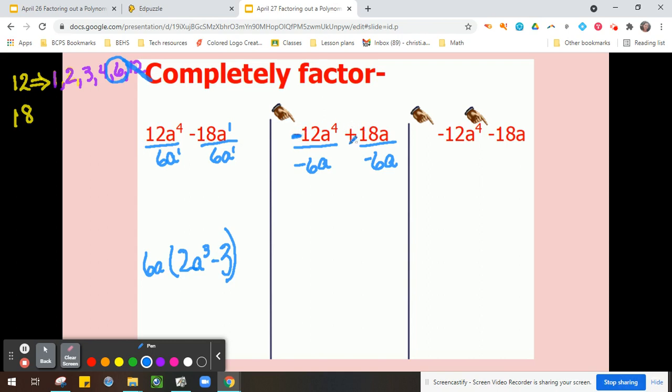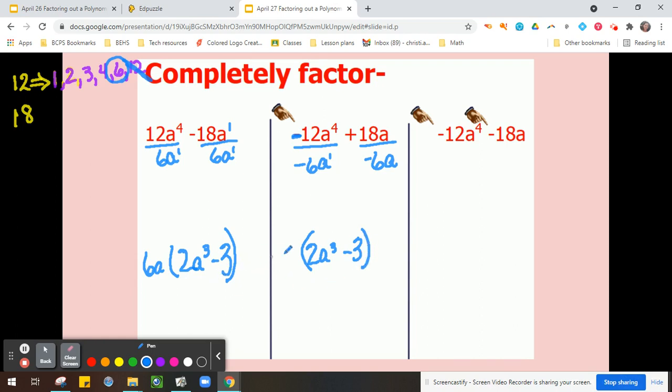Instead of being quick to copy the plus and the minus that look like they're in the front, you need to actually do the division. Negative 12 divided by negative 6 is positive 2. A to the 4 minus 1 is a to the third. And 18 divided by negative 6 is negative 3.